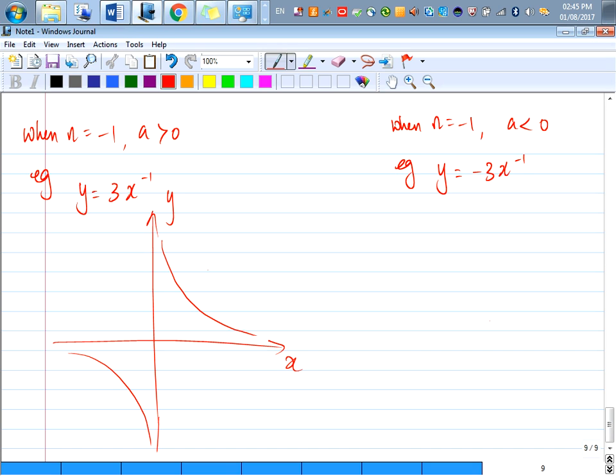Zafira says it doesn't intersect. Doesn't intersect what? It doesn't intersect your x-axis, it doesn't intersect your y-axis. You notice that, did I draw them touching? They are not touching. What if I zoom out? When I zoom out and zoom out, they will never ever touch. It will never ever touch your x-axis, it will never ever touch your y-axis. Although it looks like it is going closer and closer to the x and y-axis.